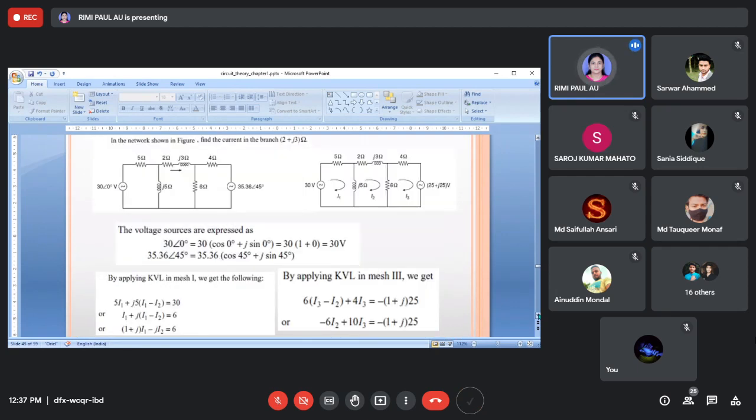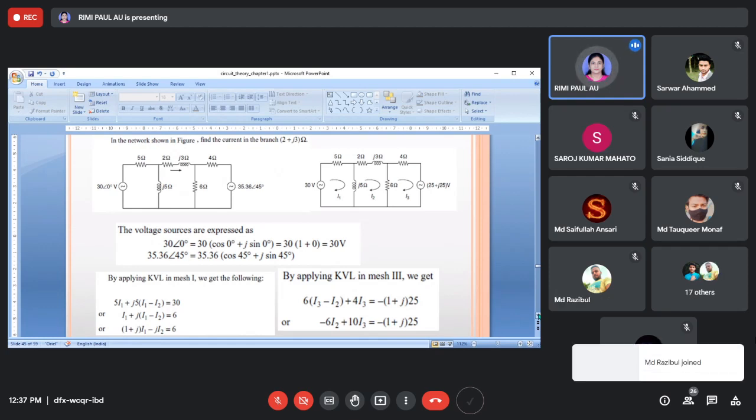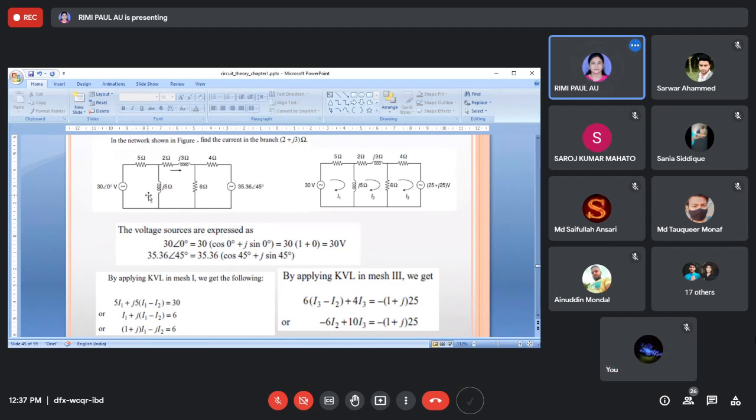You can see this circuitry consists of an inductor. This is the sign of an inductor. This is a resistor, and this is an alternating source. If it is written in volts, it is a voltage source. If it is written in amperes, then it is a current source. But consider that these two are voltage sources.